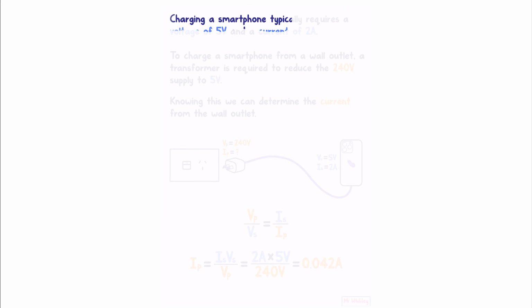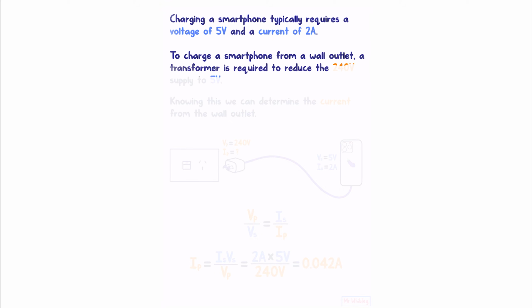Charging a smartphone typically requires a voltage of 5 volts and a current of 2 amps. To charge a smartphone from a wall outlet, a transformer is required to reduce the 200 volt supply to 5 volts. Knowing this, we can determine the current from the wall outlet.